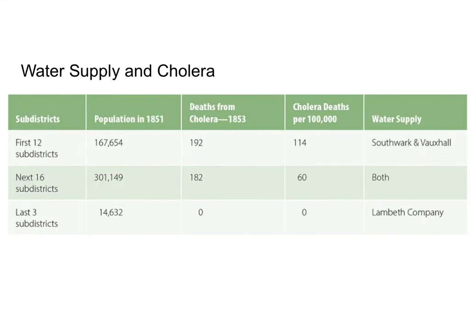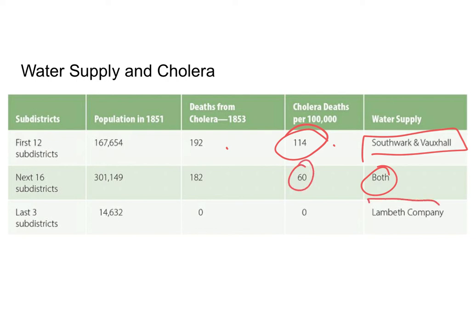And then again, if it was the districts, the population, the deaths from cholera, and again, Southwark and Vauxhall had the highest, right? If it was both, then it was 60, and if it was just Lambeth, then 0. And this is one company by itself, by the way. Sorry if in the previous slide I made it seem like it was 2 companies, but Southwark and Vauxhall is the name of one company. If it's both, it's high. If it's just Lambeth, it's nothing. So it must be Southwark and Vauxhall that is causing all the issues.